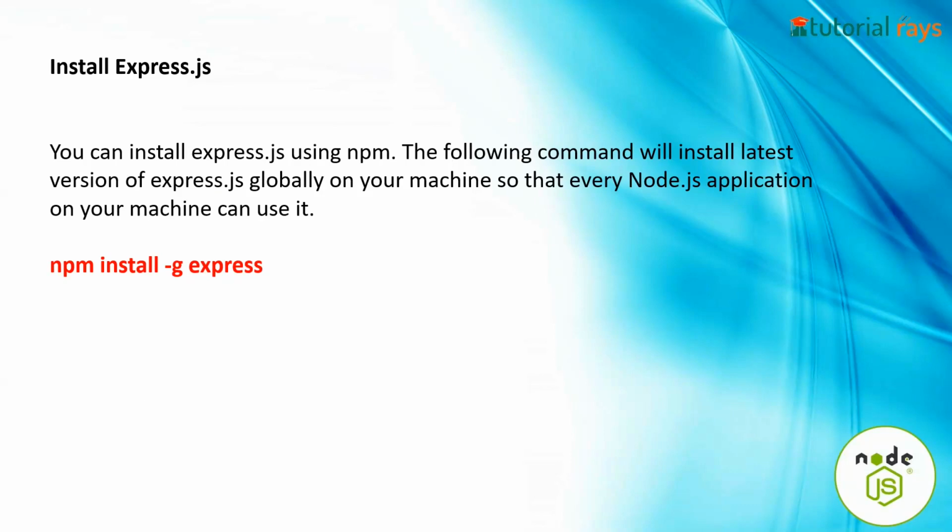So now the question is how to install Express.js. It's very simple: npm install. We need to write npm install -g express. You can install Express.js with npm, the Node package manager. The following command will install the latest version of Express. So what we will write is npm install -g express.